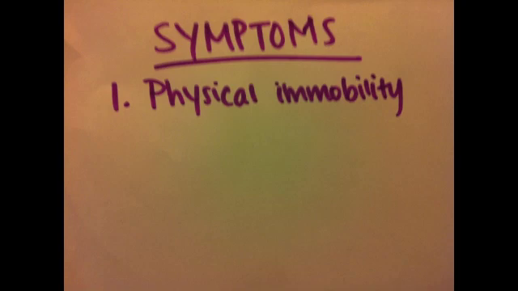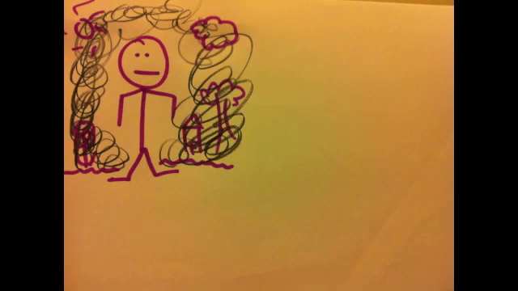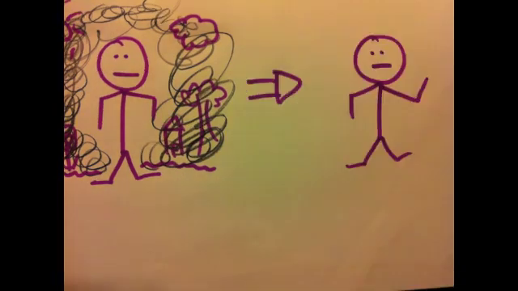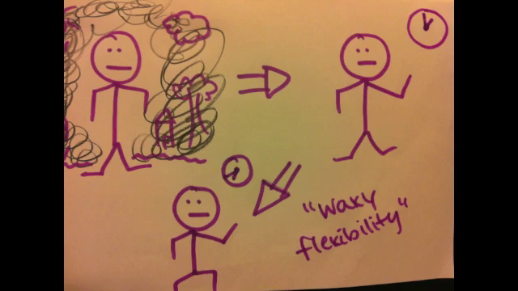Symptoms of catatonic schizophrenia include physical immobility, where a person is completely unable to move or speak. They may also stare and hold their body in a rigid position and seem to be unaware of their surroundings. They may also have a form of immobility known as waxy flexibility. For example, if their arm is moved into a certain position, it will stay in that position for hours.